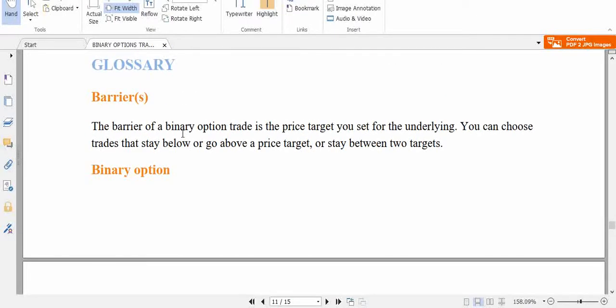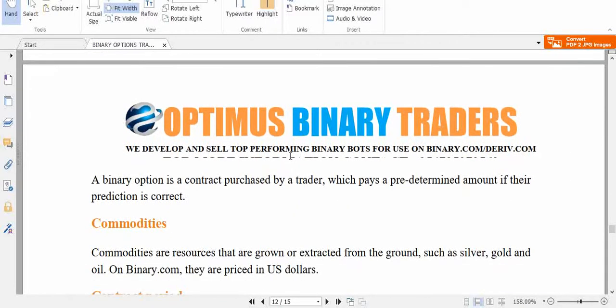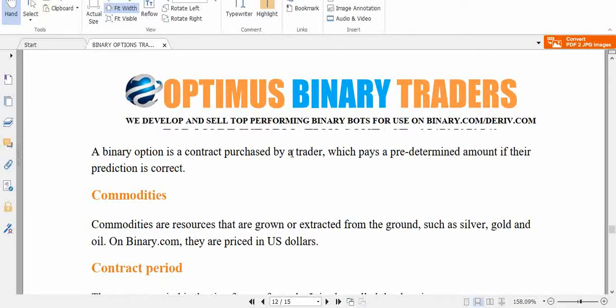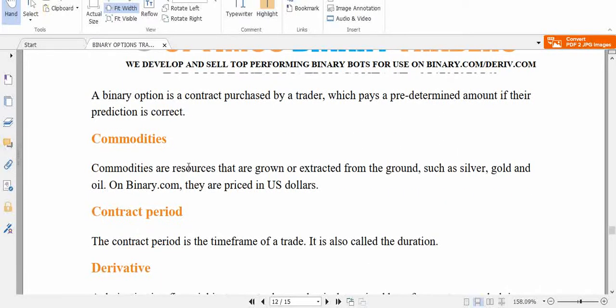Maybe just some few definitions you need to know, like for example, barrier. What's a barrier? So a barrier, the barrier of a binary option trade is the price target you set for the underlying. You can choose trades that stay below or go above a price target or stay below two targets. Then binary option. A binary option is a contract purchased by a trader which pays a predetermined amount if the prediction is correct. Then you have commodities.